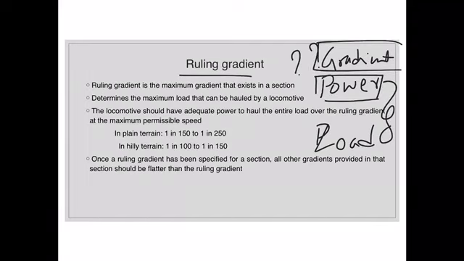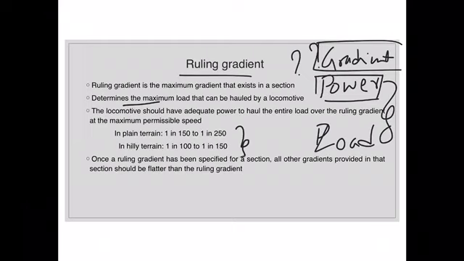But the gradient we calculated depending upon these two conditions should be below the ruling gradient. Your gradients must never increase more than the ruling gradient, because the ruling gradient determines the maximum load that can be hauled by the locomotive. So now what is the limitation?